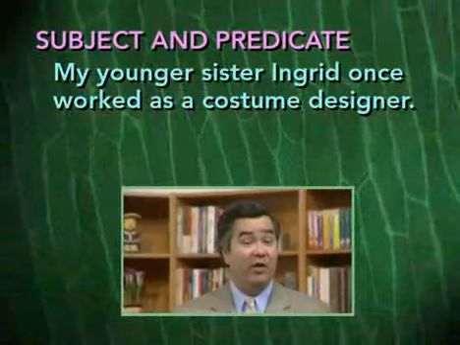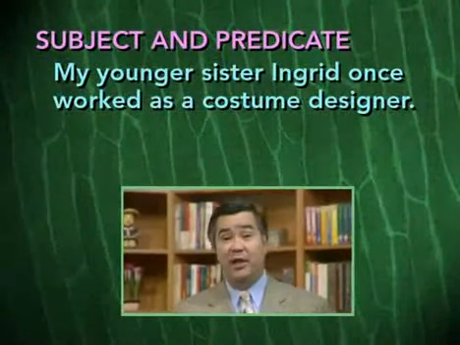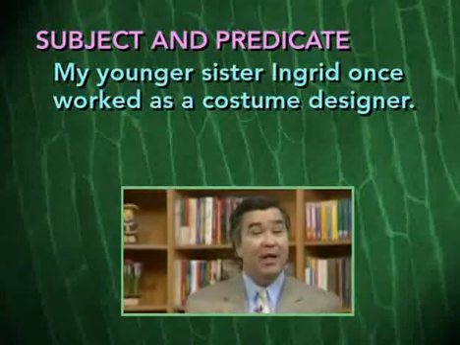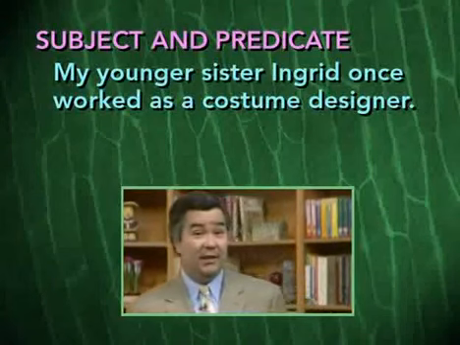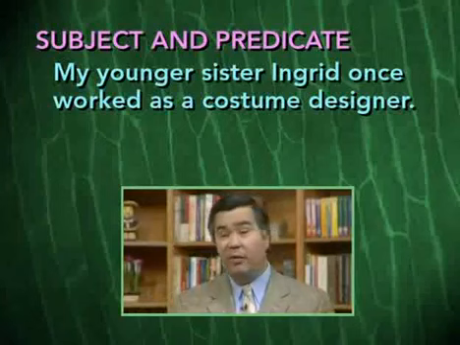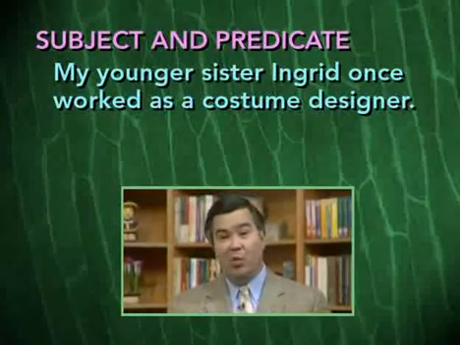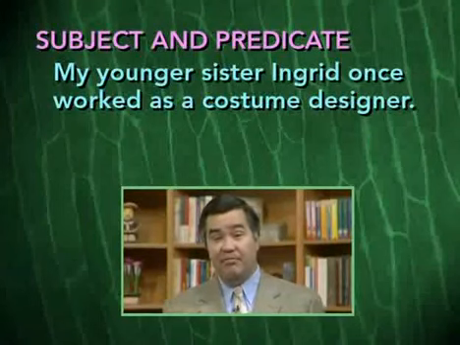Let's take a look at a couple of examples of sentences and see how they can be divided into subject and predicate. Look at this example. My younger sister Ingrid once worked as a costume designer. Let's begin by looking for the subject of this sentence. Is there a word or a group of words that explains what the sentence is talking about?